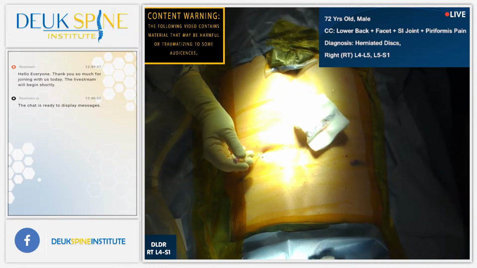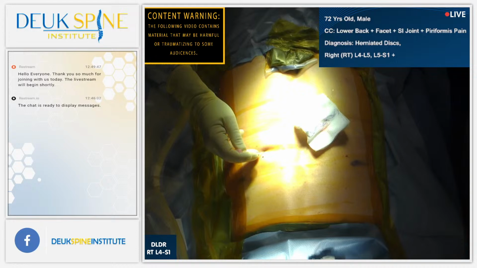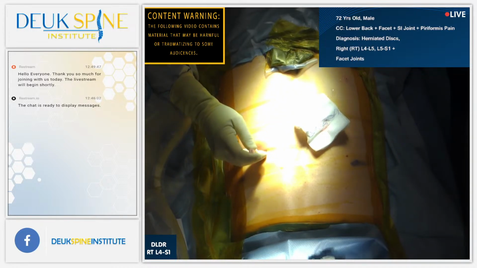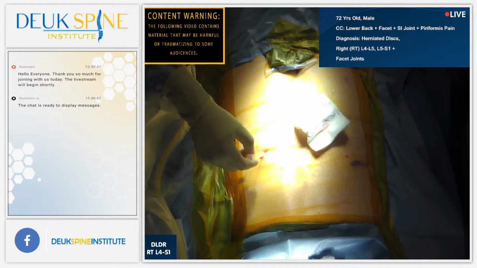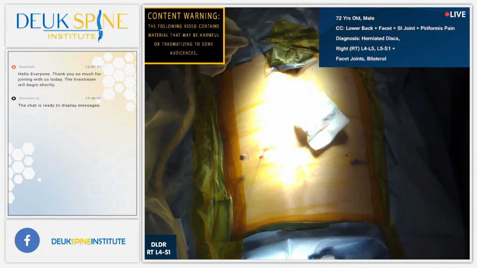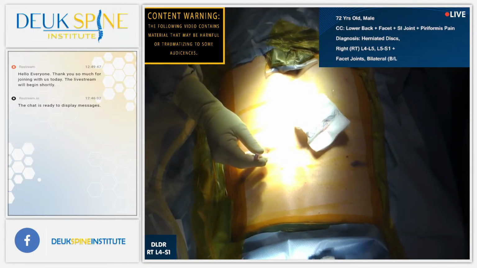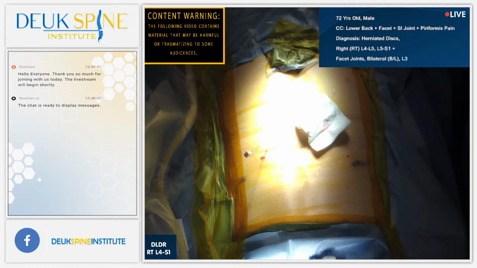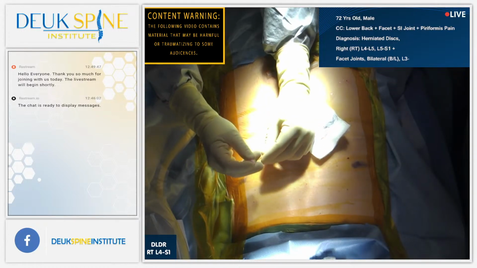All right. He is resting comfortably. Let's see if we can get into this disc. 5-1. Shot. And sometimes we can't make it into a disc because of anatomical problems like we're sort of experiencing here.